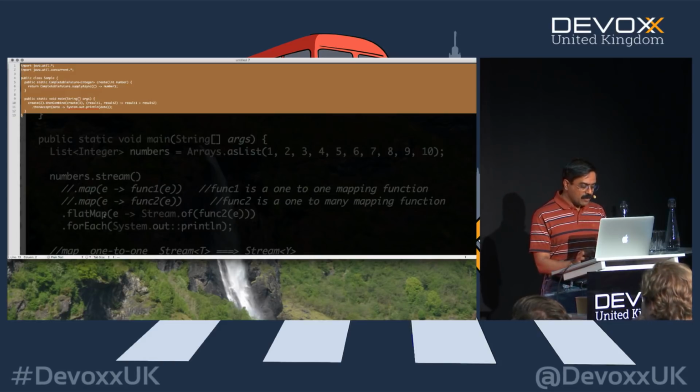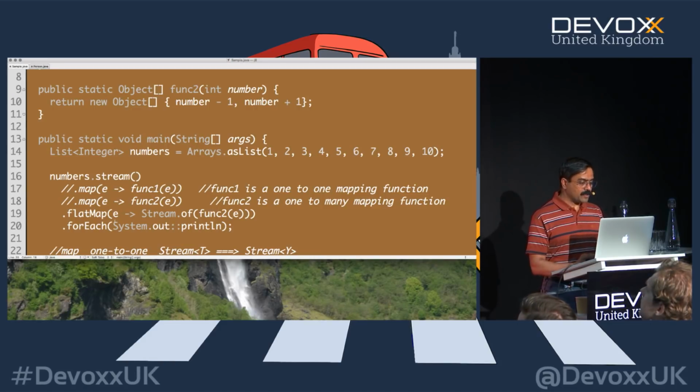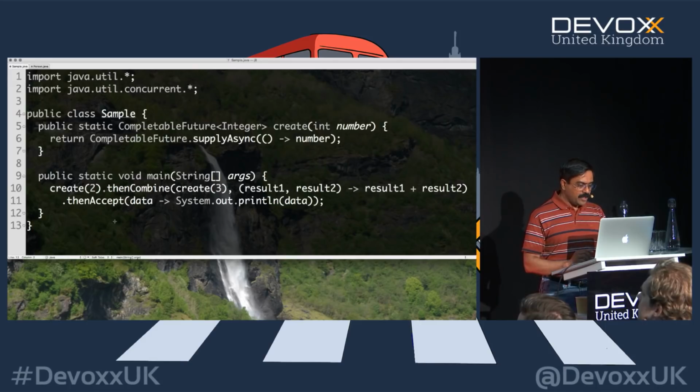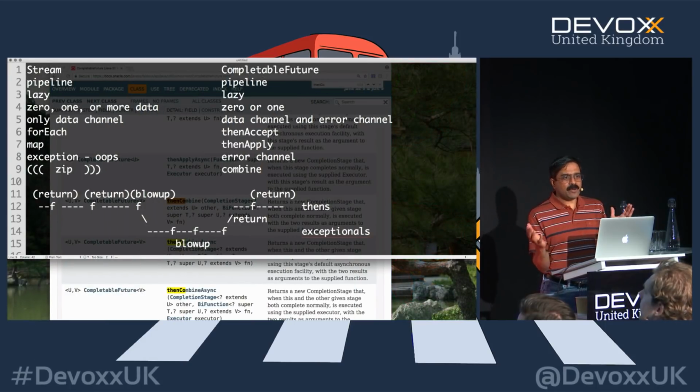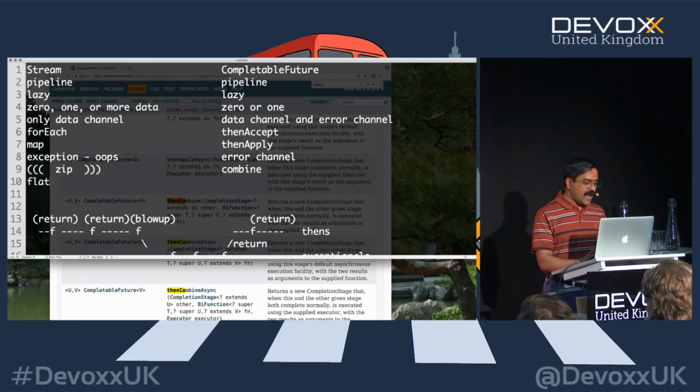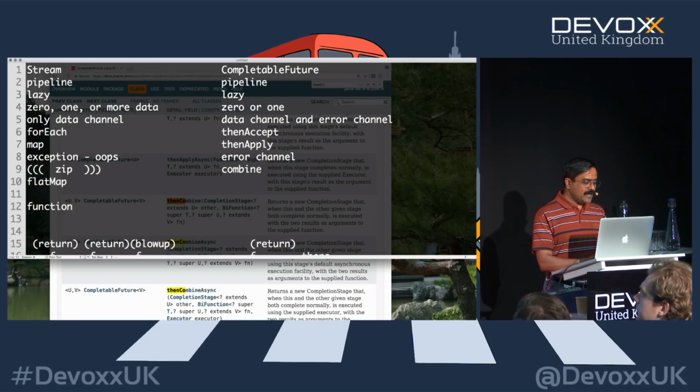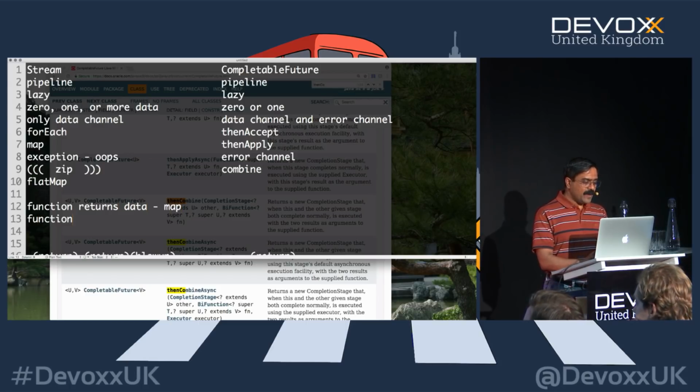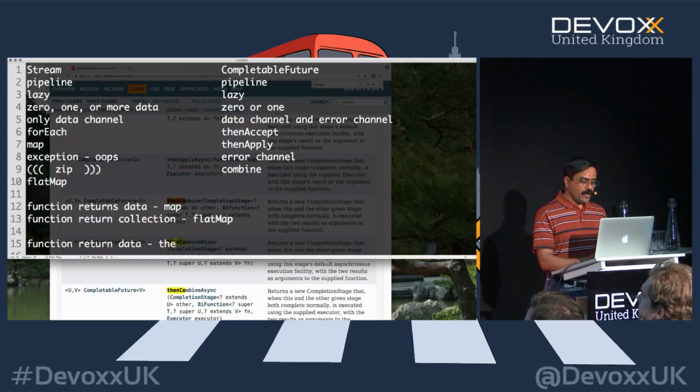Why am I even talking about flat map? What's the problem here? The problem I wanted to really mention here is when a function returns. So think about it this way. We talked about flat map real quick. When a function returns data, we use map. When a function returns a collection, we use flat map. Well, okay. In a similar way, when a function returns data, we use then accept to transform.